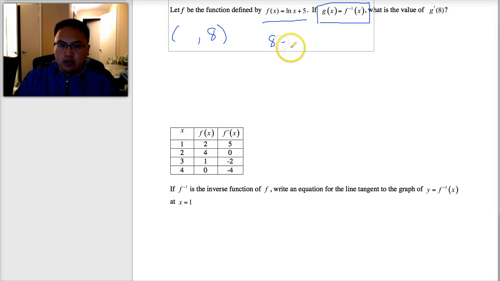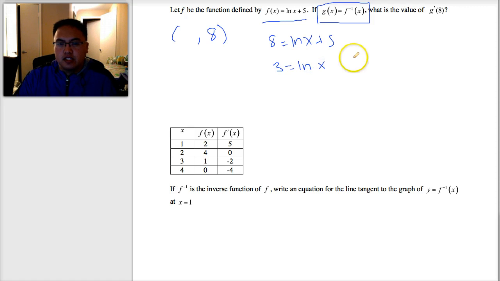8 equals ln x plus 5. Okay. I'll subtract 5 from both sides. Okay, so far? Some of you may have forgotten how to do this, but to get rid of an ln, you have to use e. These cancel. So x is e to the 3rd power. So now you found a and you found b.